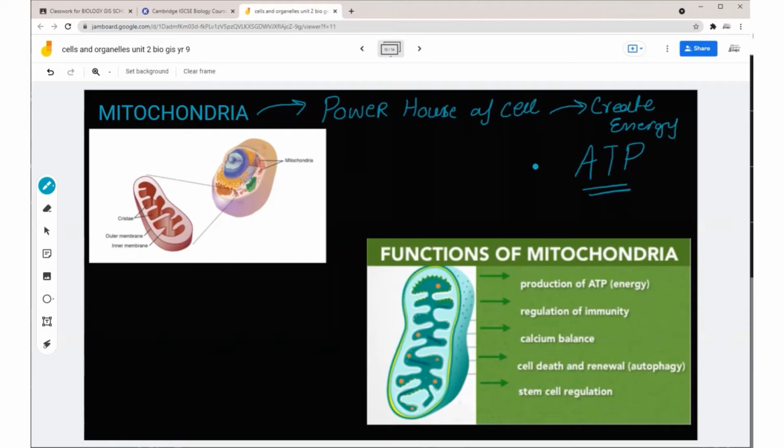So ATP is the name of the energy, but do you know what's the full name of it? Anyone? Lamin, you should know.